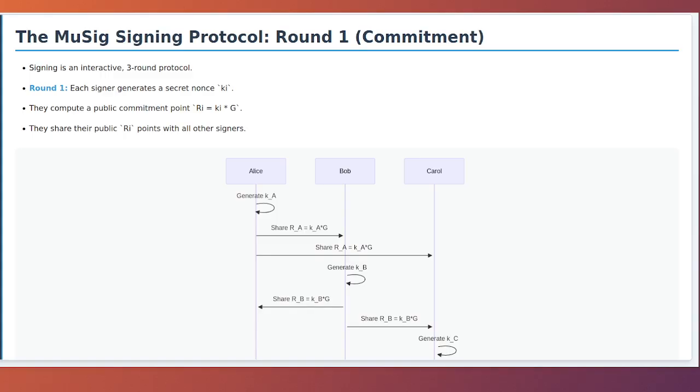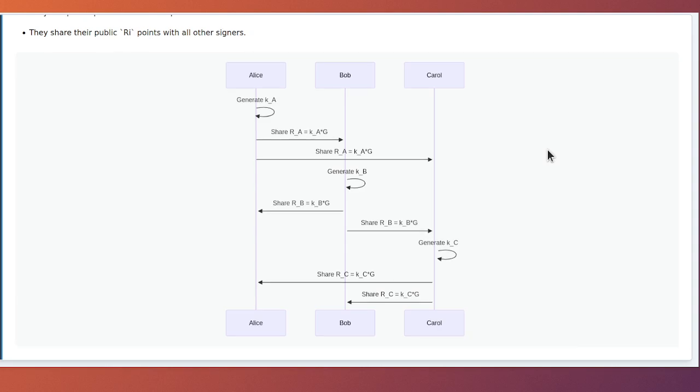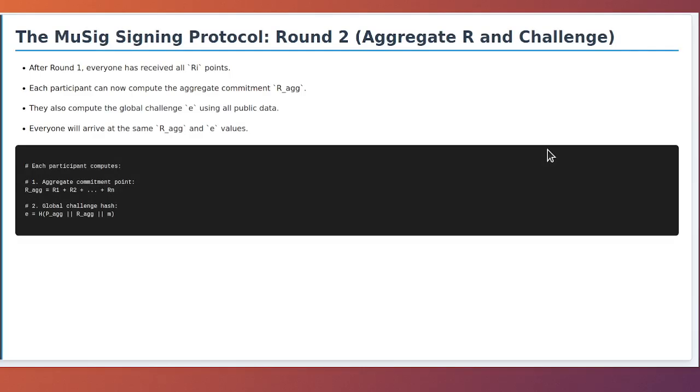Using their secret nonce, each participant computes a public commitment point. Alice computes R A equals K A times G, Bob computes R B equals K B times G, and so on. This is their public commitment to their secret nonce. The sequence diagram on the slide shows this first step. They each generate their secrets, and then they broadcast only their public R points to all other members of the signing group. At the end of this round, everyone knows everyone else's public commitment, but no one knows anyone else's secret nonce.